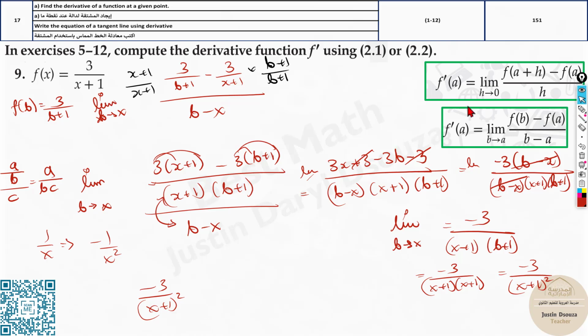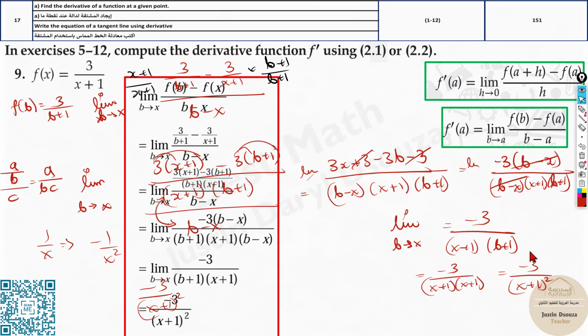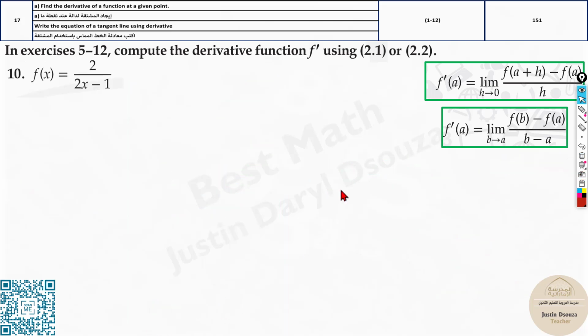Now I've used the second formula and done it. You can use the first one and do the same as well. The only thing is the limit becomes 0. Here the limit is b tends to x, so b changes to x. It's minus 3 by x plus 1 the whole square.